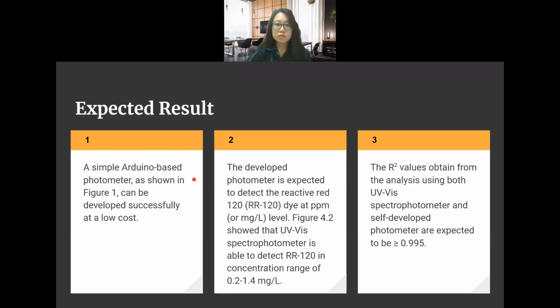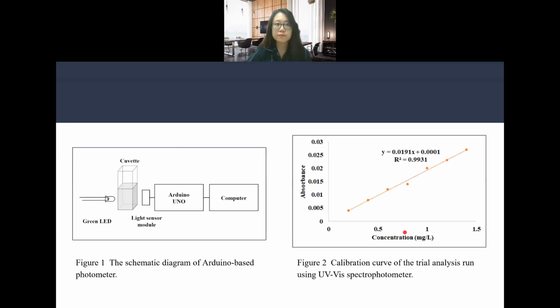The expected results can also be divided into three. The first one is that a simple Arduino-based photometer can be developed successfully at a low cost. The second is that the developed photometer is expected to have detection at ppm level. The third is that the R-square value obtained from the analysis using both the UV-vis spectrophotometer and the self-developed photometer is expected to be higher than or equal to 0.995.